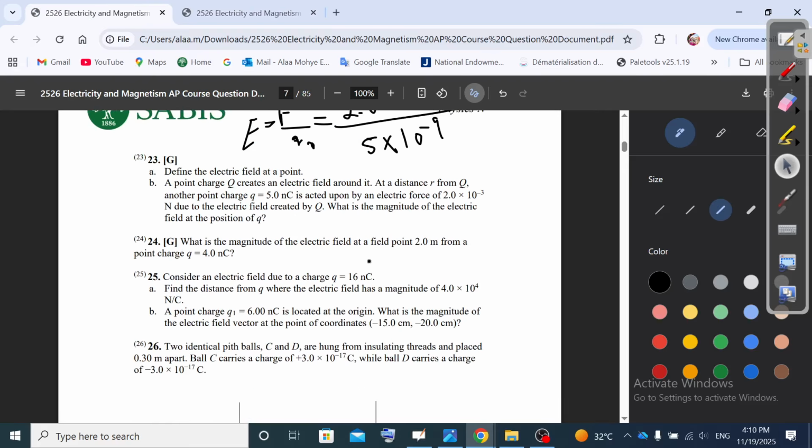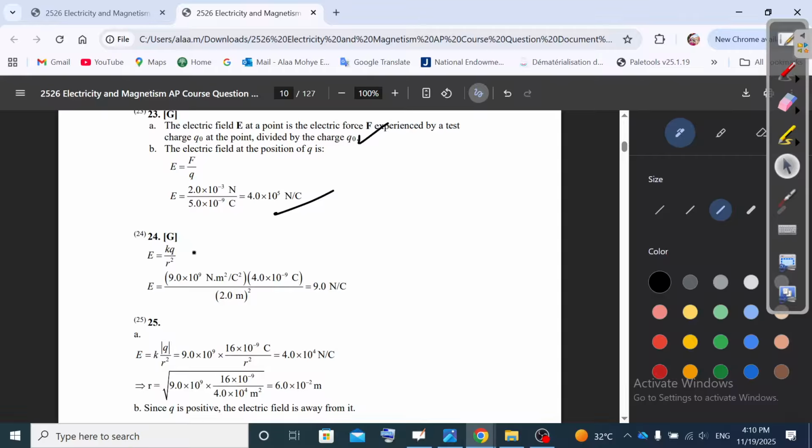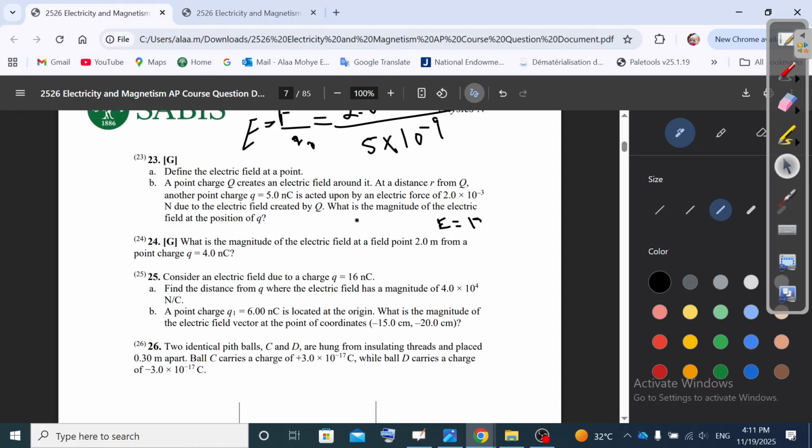What is the magnitude of the electric field at a point 2 meters away? Okay, so another equation for the electric field is KQ over R. Sorry, the electric field is actually KQ over R squared. That is my fault, I mixed it up with another formula. So just direct application, plug it in, you get the answer.